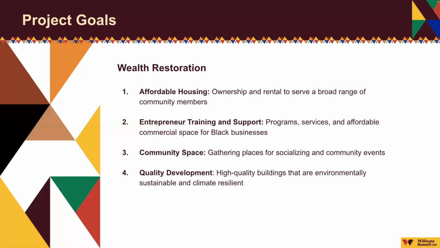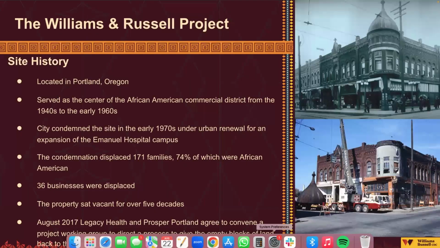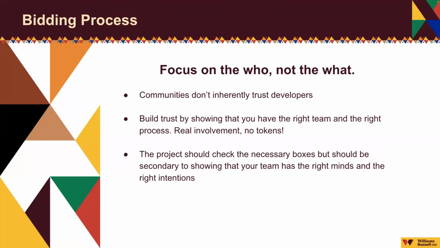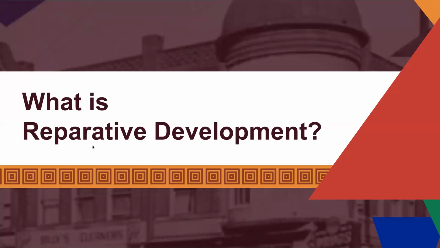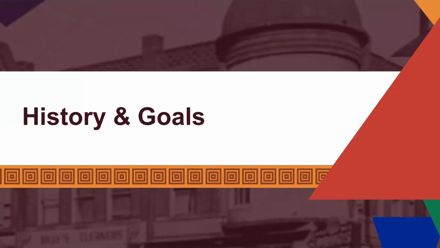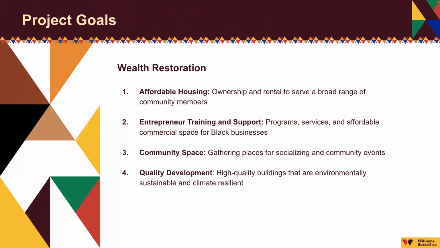So we convened a project working group in 2018, and through the project working group, we surveyed community members. We looked at several different potential options and really tried to determine what the goals were for the project. And we came up with four main concrete goals. The first is we needed affordable housing.